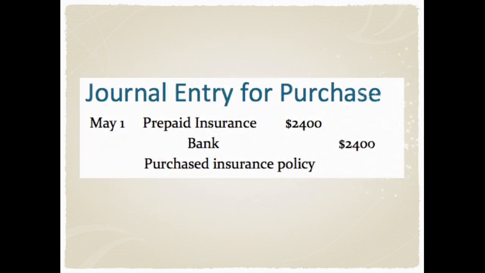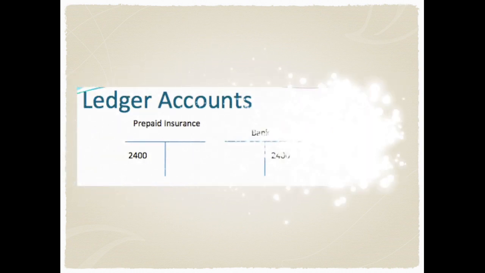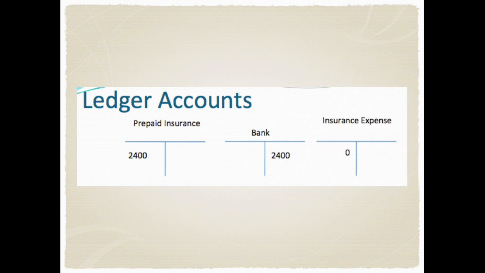Let's look at a journal entry for prepaid insurance. This one is showing when you actually bought the prepaid insurance. Since prepaid insurance is an asset account, it's going to be debited, and bank would be credited since you used money from the bank to pay for it and bank went down. So the ledger accounts for this would be prepaid insurance debited $2,400, and bank credited $2,400, and insurance expense is 0 for now.